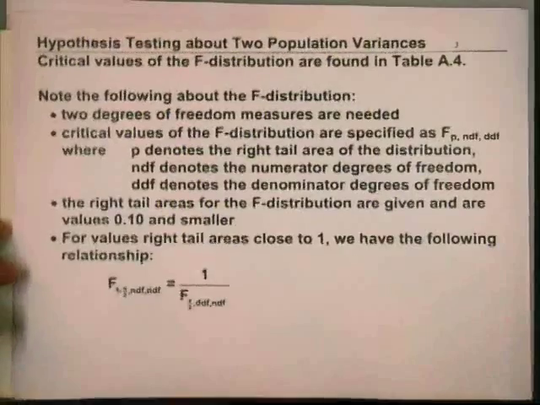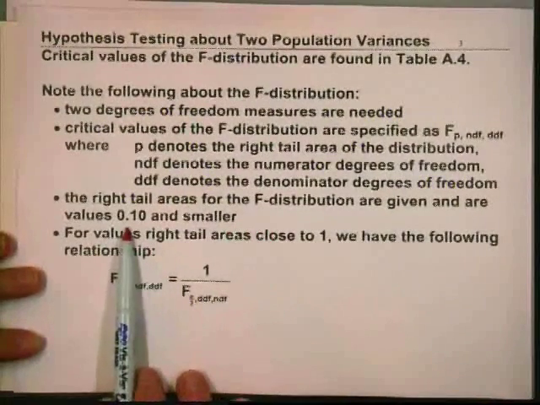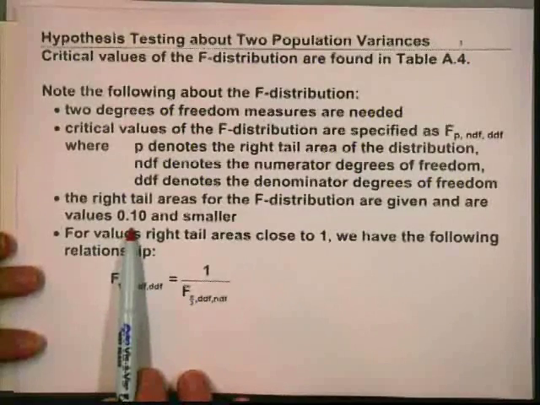The right tail areas for the F distribution are given in our table. For right-hand areas that are 0.1 or smaller, we get those critical values.